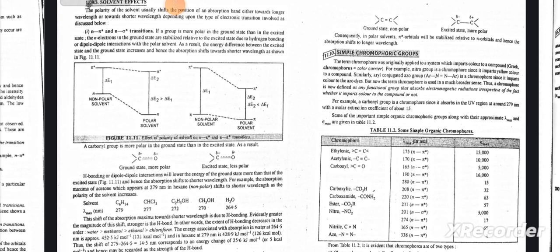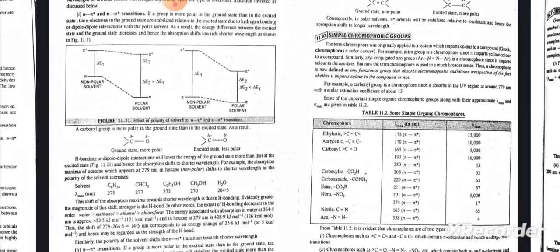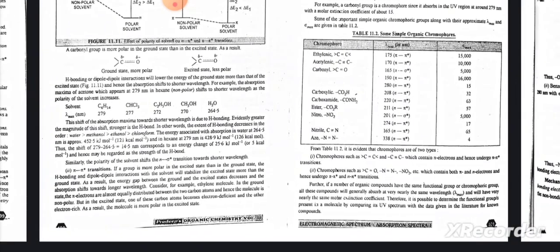If a group is more polar in the ground state than in the excited state, the n electrons in the ground state are stabilized relative to the excited state due to their hydrogen bonding or dipole-dipole interactions with the polar solvent. As a result, the energy difference between the excited state and the ground state increases, and hence the absorption shifts towards the shorter wavelength as shown in the figure. This shift is the blue shift. H bonding or dipole-dipole interactions lower the energy of the ground state more than that of the excited state, and hence the absorption shifts to the shorter wavelength.